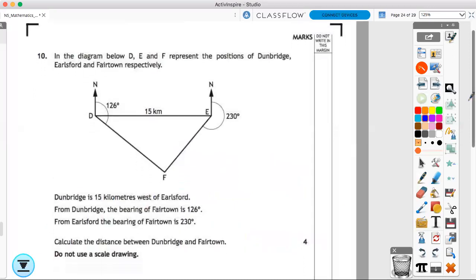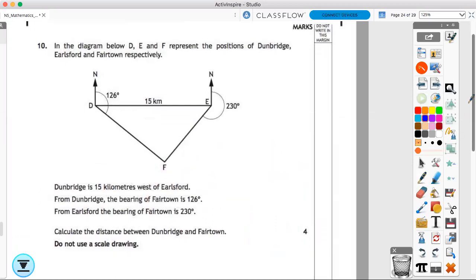So this one, we've got a bearing question. So what we've been told here, we've got a diagram. Dunbridge is 15 kilometers west. So whenever you see this question where they tell you it's west or east, that means you've got a 90-degree angle between. The bearing of Fairtown from Elsford is 126. From Dunbridge, the bearing of Fairtown is 230. Calculate the distance between Dunbridge and Fairtown. So we're looking for this distance here.